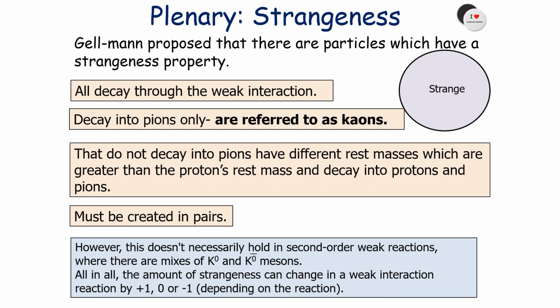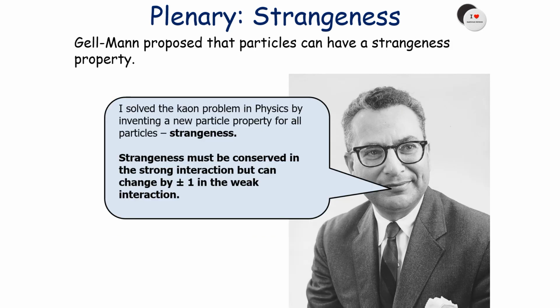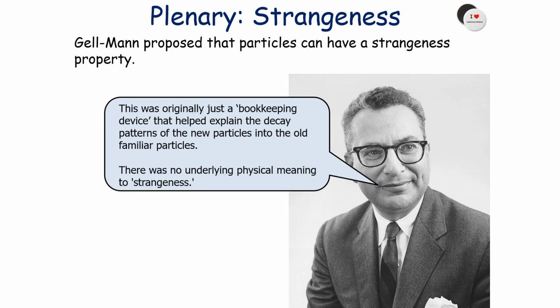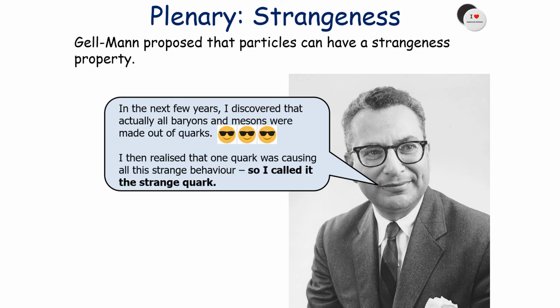However, this doesn't necessarily hold in second order weak reactions where there are mixtures of different K mesons, but all in all the amount of strangeness can change in the weak interaction by +1, 0 or -1. So Gell-Mann solved the kaon problem in physics by inventing a new particle property for all particles, strangeness. It must be conserved in the strong interaction but can change by +1 or -1 in the weak interaction. Originally this was a bookkeeping device to help explain patterns. However, over the next few years we discovered that baryons and mesons are made from quarks, and one quark was causing all this strange behaviour, so we called it the strange quark.